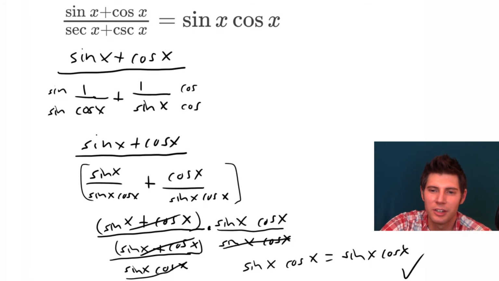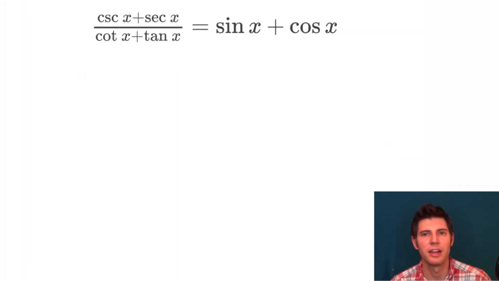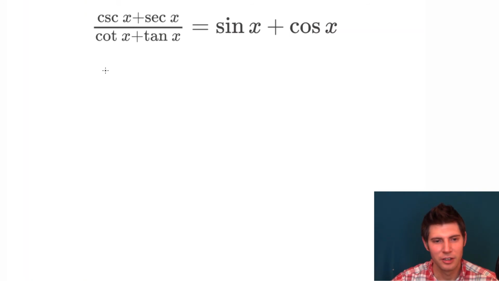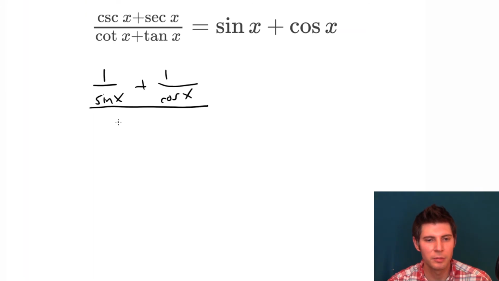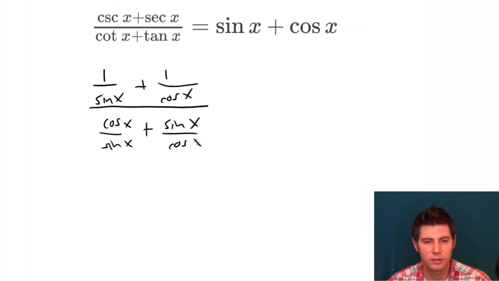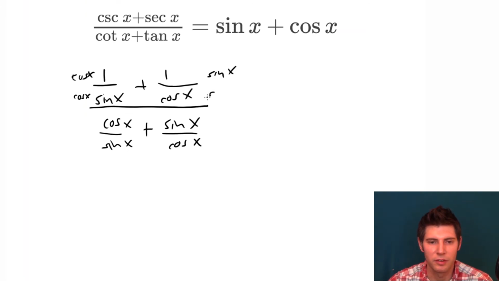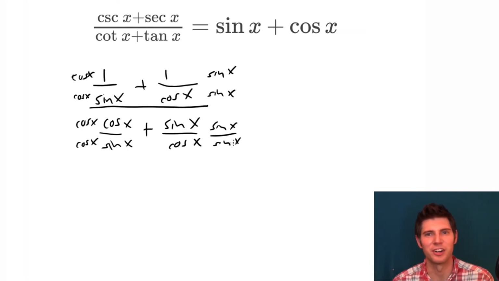Cool. Let's go on to the next one. So for this one, we're going to rewrite everything in terms of sine and cosine. So cosecant is 1 over sine, and secant is 1 over cosine. And in our denominator, cotangent is cosine over sine, plus, and tangent is sine x over cosine x. Now we just want everything to have a common denominator, so we're going to multiply top and bottom of this one by cosine of x, and top and bottom of this one by sine of x. And then for this one, we're going to multiply top and bottom by cosine x, and top and bottom of this one by sine x. So both the numerator and the denominator have the same common denominators for their individual fractions.